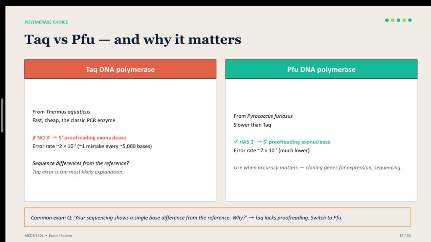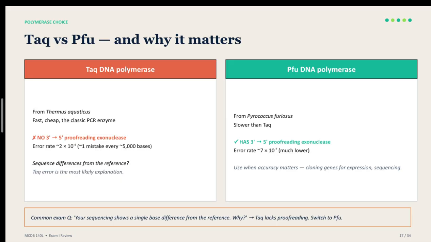Okay, so let's talk about polymerase choice, right? So we have Taq and we have Pfu. So I think that you should be able to compare these different polymerases. So Taq, it's awesome. It's phenomenal. It's from a strain called Thermus aquaticus. From the Thermus, you can kind of realize, oh, thermostable. Like, you know, it's fast, it's cheap, it's the classic PCR enzyme.